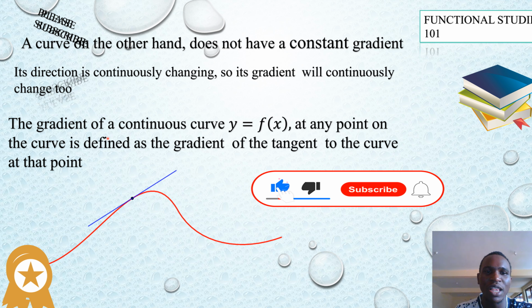So the gradient of a curve, this is our curve, y equals f of x, at any point on the curve is defined as what? The gradient of the tangent to the curve at that point. So that's graphically how you can estimate the gradient of a curve.